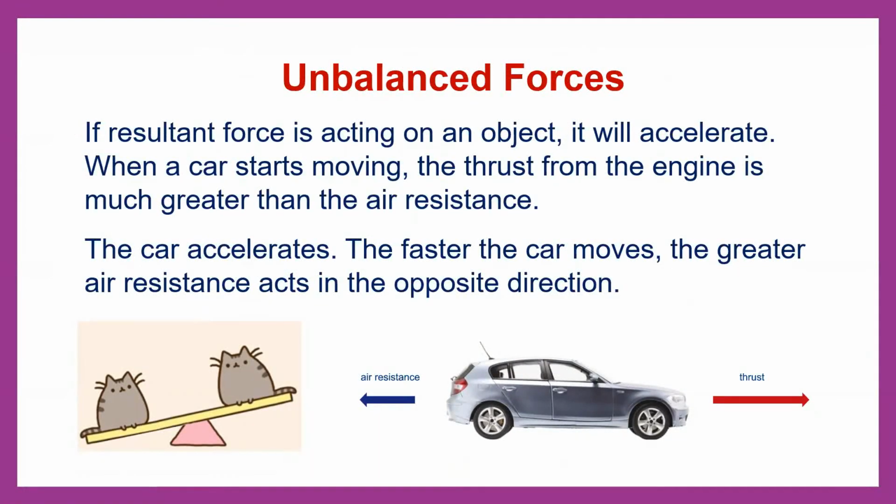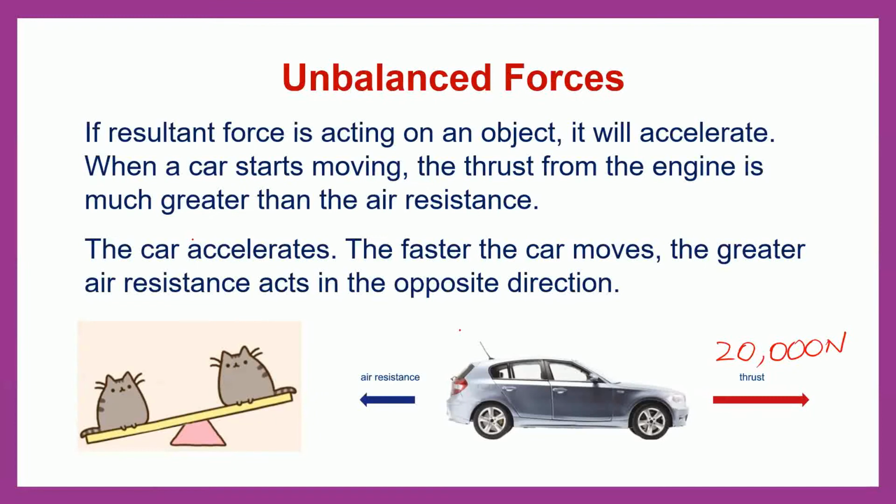Unbalanced forces. If a resultant force is acting on an object, it will accelerate. When a car starts moving, the thrust from the engine is much greater than the air resistance. The car accelerates. The faster the car moves, the greater the air resistance acting in the opposite direction. In this case, the forces are not balanced. For example, the thrust of the engine in this case is 20,000 newtons and the air resistance acting over here is only 10,000 newtons.